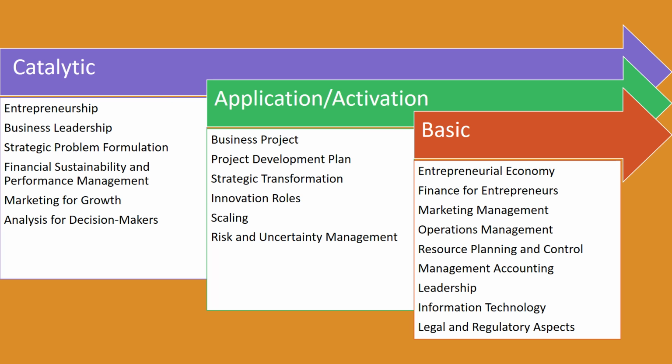Let's go a little further. The catalytic course block comprises courses such as entrepreneurship, business leadership, strategic problem formulation, financial sustainability and performance management, marketing for growth, and analysis for decision makers. The second block, on application and activation, includes courses such as business project development plan, strategic transformation, innovation rules, scaling, and risk and uncertainty management. And finally, the third block has courses such as entrepreneurial economy, finance for entrepreneurs, marketing management, operations management, resource planning and control, leadership, information technology, and legal and regulatory analysis.